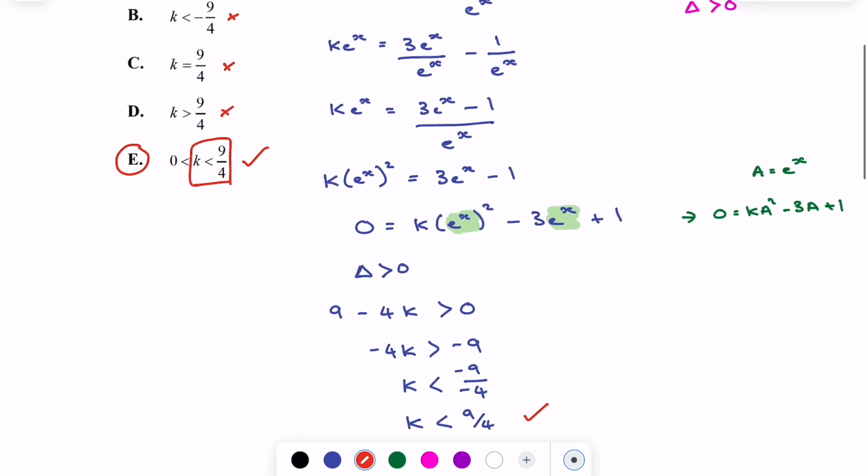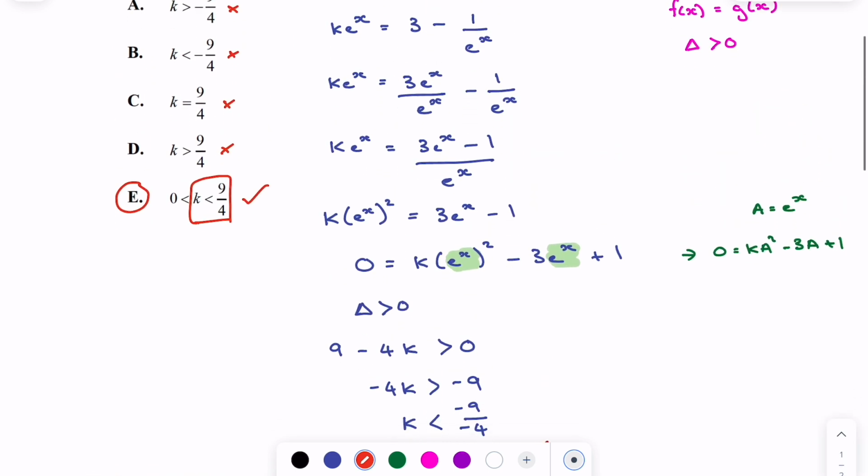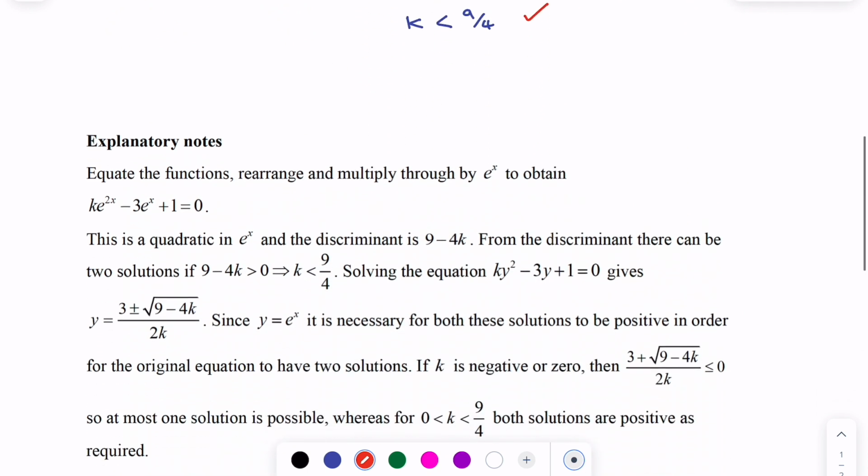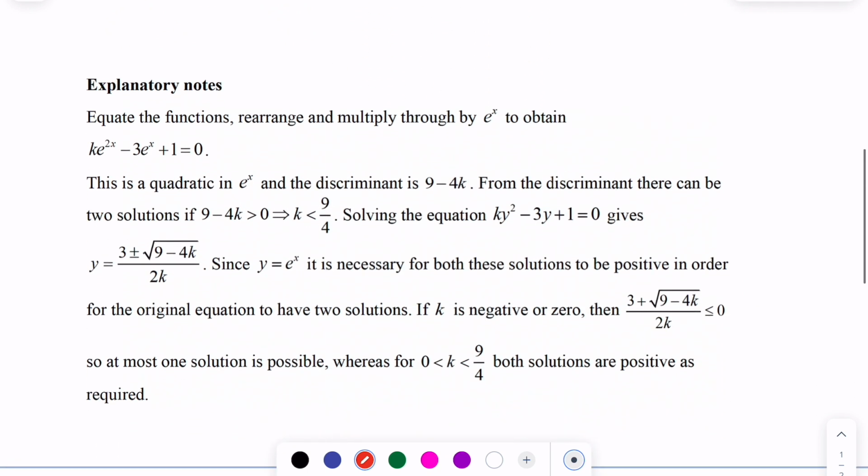I'm just going to explore the explanatory notes that they've given in the question. So if we look at it, equate the functions, they've done exactly what I've done here. Then they've said, okay, the discriminant is 9 minus 4k. They've got k being less than 9 on 4.